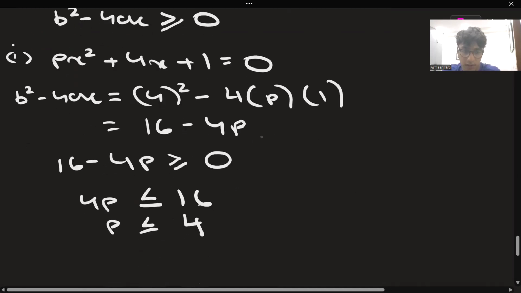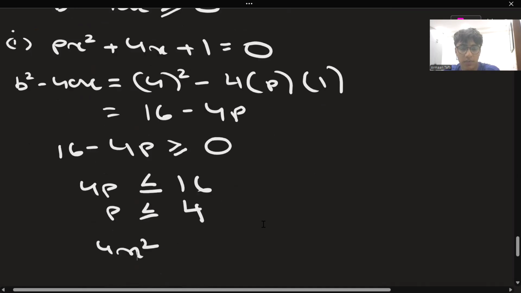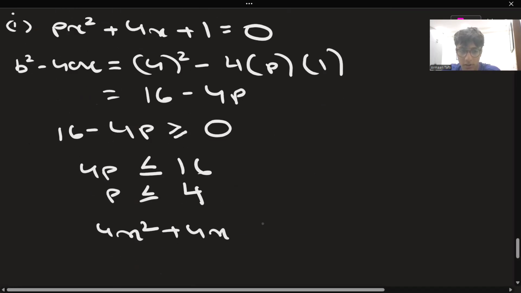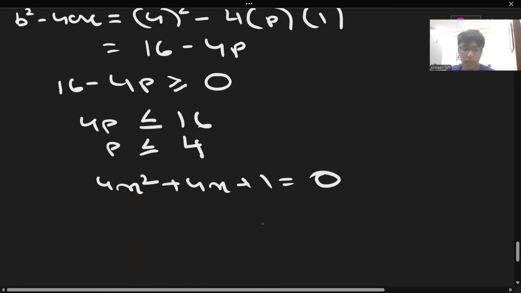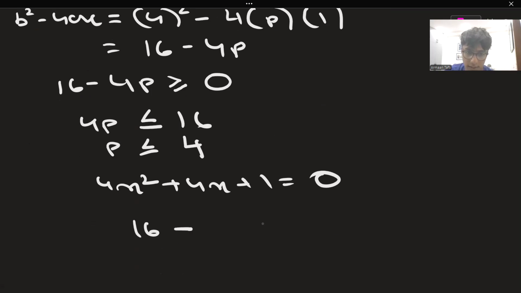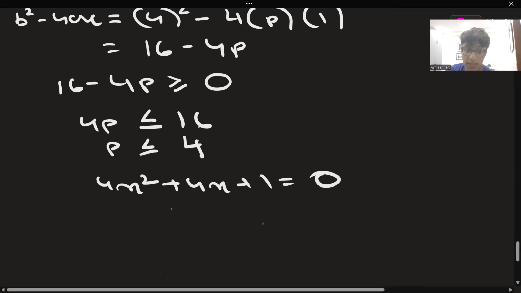So if we say 4x square plus 4x plus 1. Over here, what will be the value of our D? D will be 16 minus 4 fours are 16, right? So it is real because it's greater than or equal to 0. One really important thing to note here is that although it can be less or equal to 4, p cannot be equal to 0.